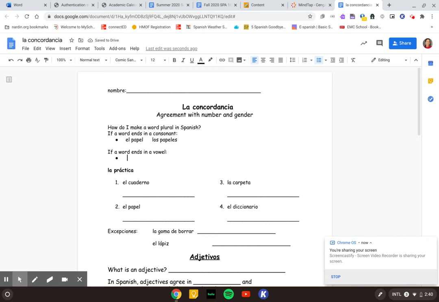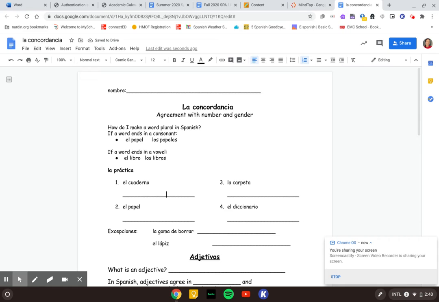And then if a word ends in a vowel, for example, el libro, the book, then to make that plural, we would change that el to los, and to make libro plural, we would say libros. So we just add an s.